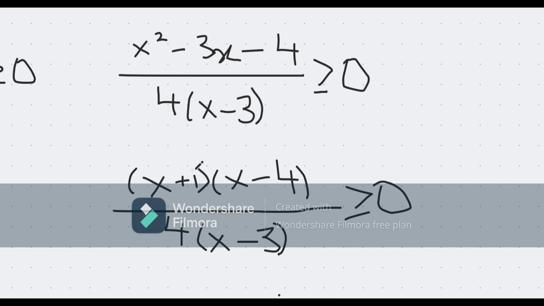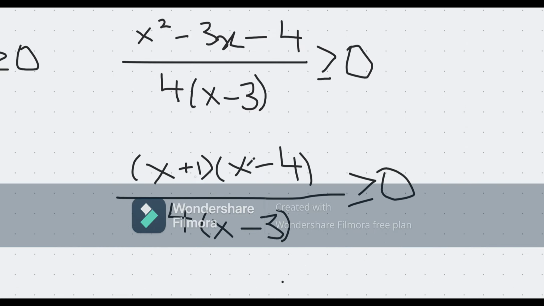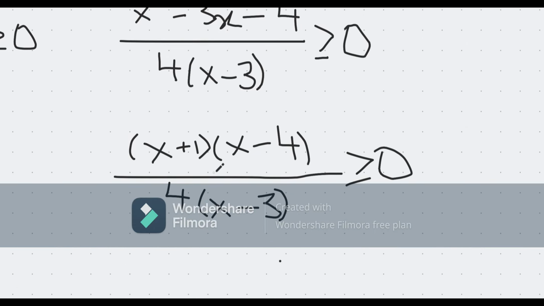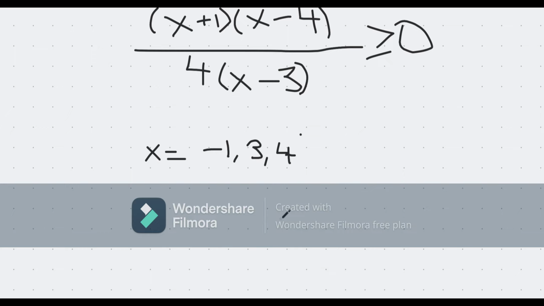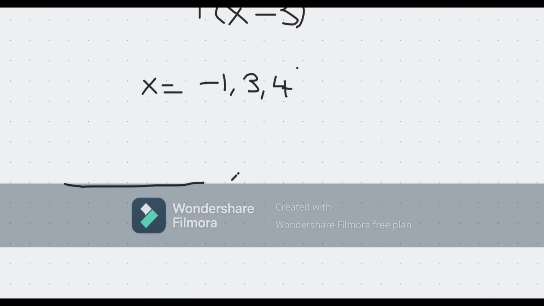And so this gave us some critical values. This gave us some split points that we can use to test where the function is positive and negative. So our values are x is equal to -1, 3, and 4. We got these values by seeing what makes the function equal to 0. So we got -1 from this, we got 3 from this, we got 4 from this part. And so we test these values on a number line to see where the function is positive or negative. Let's make a number line right here.